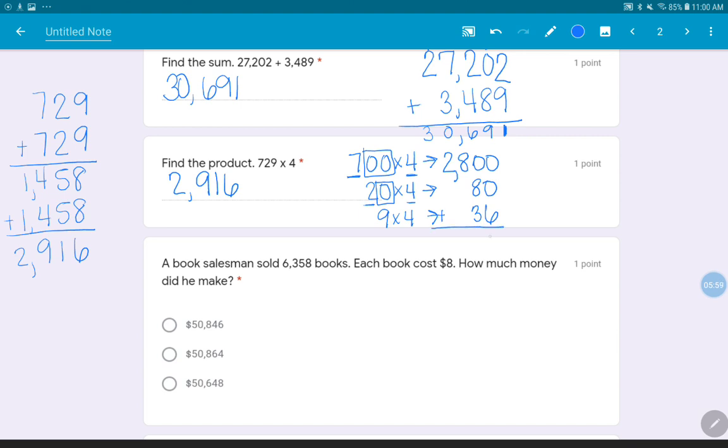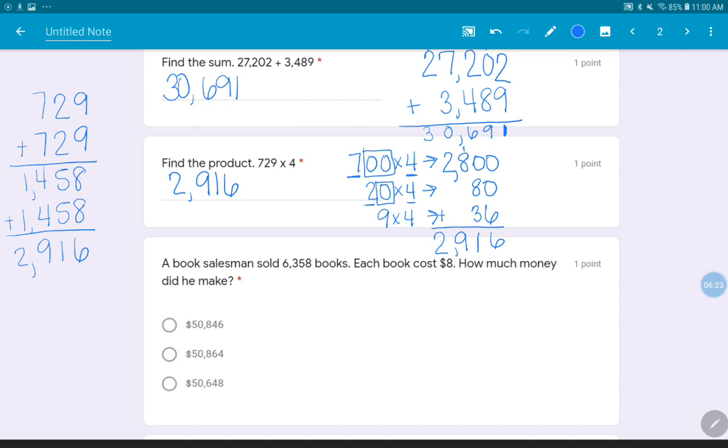We've got 3 parts, and we've got to add them all together. 0 plus 0 plus 6 is 6. 0 plus 8 plus 3 is 11. So I'm going to write down the 1 and carry the 1 to the hundreds. 8 plus 1 is 9, and 2 plus nothing is 2. So both strategies got us the same answer, 2,916.